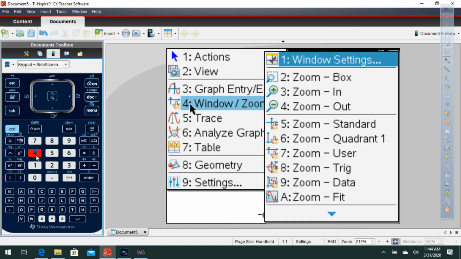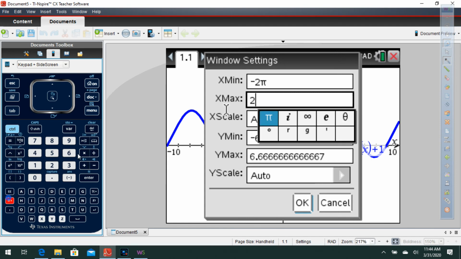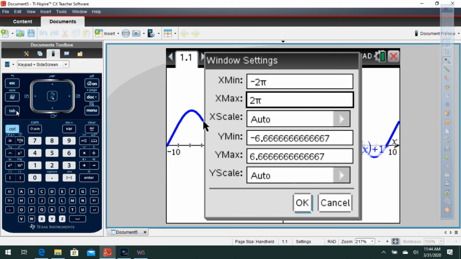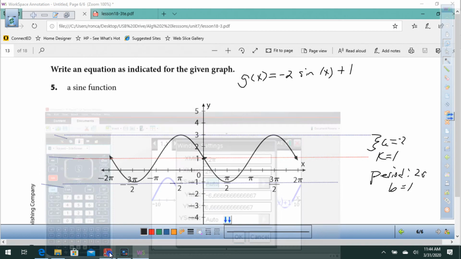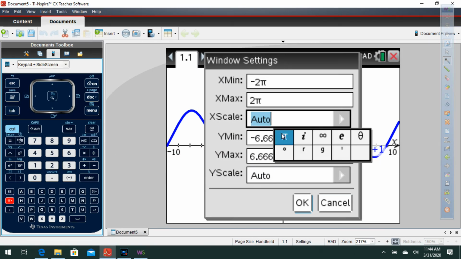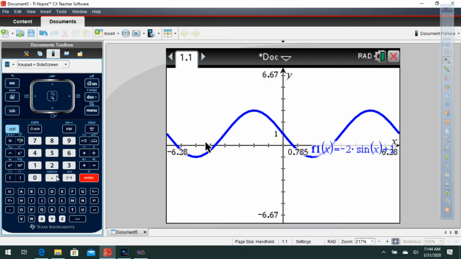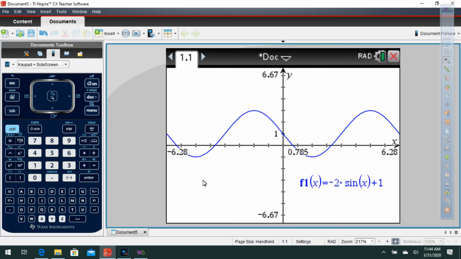Well, we need a menu for 1, and we got negative 2 pi. We have 2 pi. And we got to have our, what is that? Pi over 4. There we go. How's that? Does that look pretty good? Let's see here. Does that look like it?